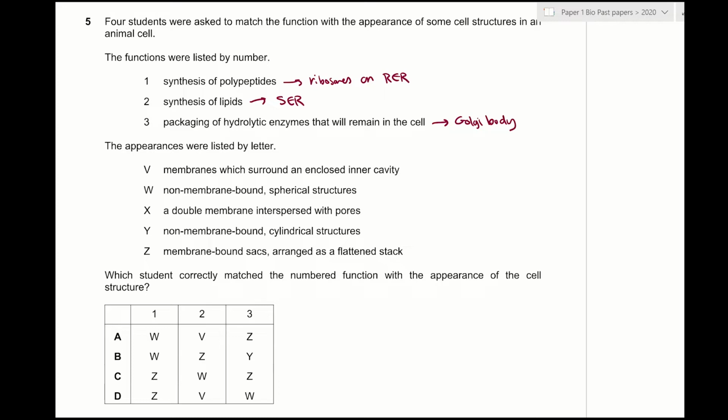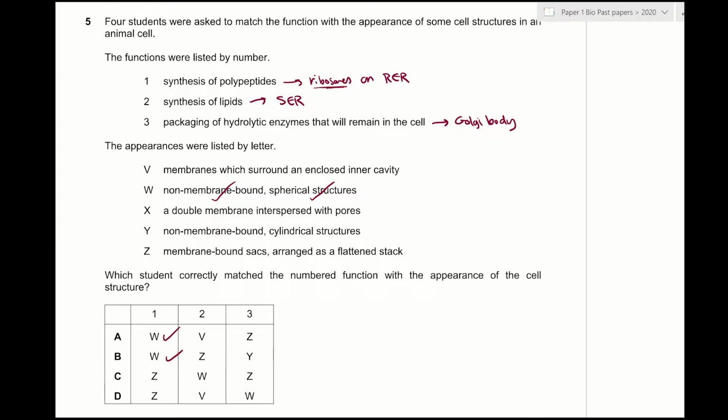Now let's see the suggestions that we have here. For 1, we have either W or Z. Let's look at W. W, non-membrane bound spherical structures. As we said, that synthesis of polypeptides are going to be ribosomes, and ribosomes are non-membrane bound and they are spherical structures. Therefore, 1 is going to be W.